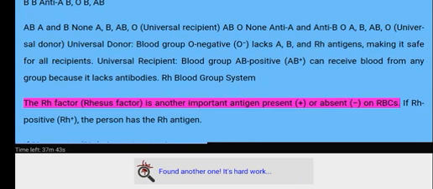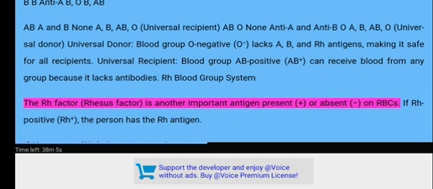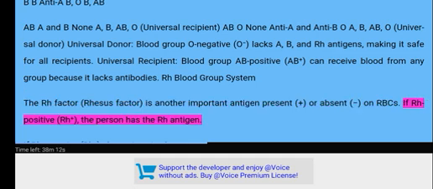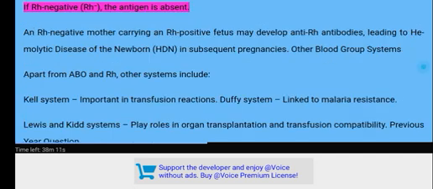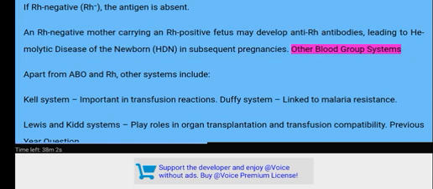The Rh factor, rhesus factor, is another important antigen, present (plus) or absent (minus) on RBCs. If Rh positive, the person has the Rh antigen. If Rh negative, the antigen is absent. An Rh negative mother carrying an Rh positive fetus may develop anti-Rh antibodies, leading to hemolytic disease of the newborn, HDN, in subsequent pregnancies. Other blood group systems.